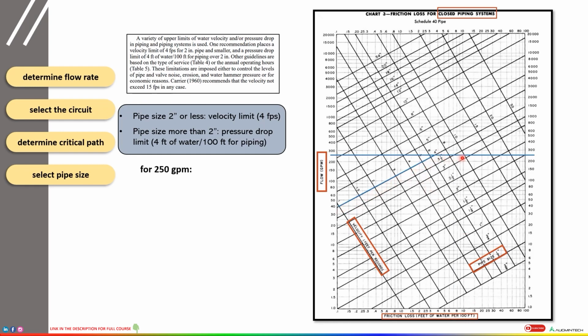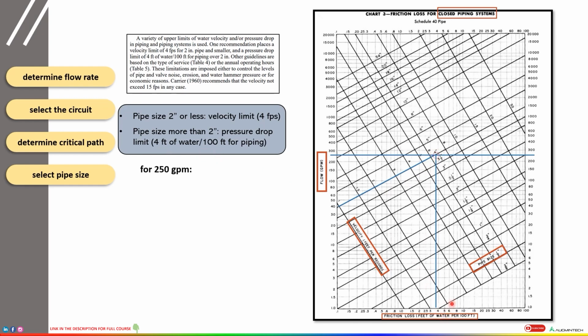So this intersects the capacity line over here. Mark this point. And when we draw a line from this intersection point to the friction loss line, we get a value slightly less than 4, which means this value can be taken. This is allowed based on this second criteria. And obviously, you might have already understood by now, since this is more than 2 inches, this criteria has to be followed. So we are getting a 4-inch pipe size, and it's less than 4, so that's correct.